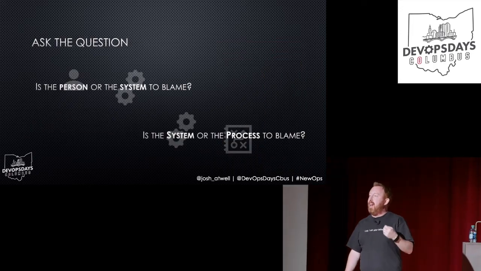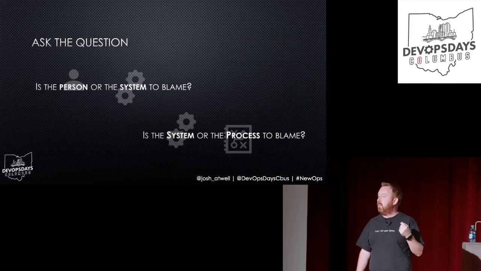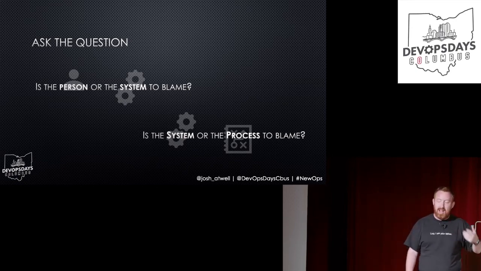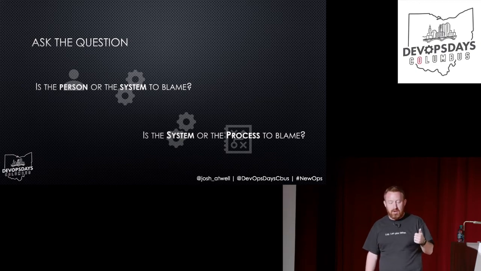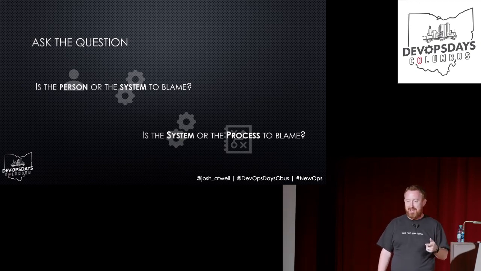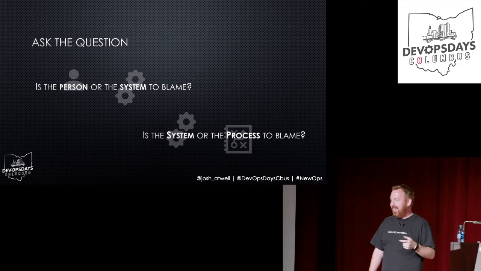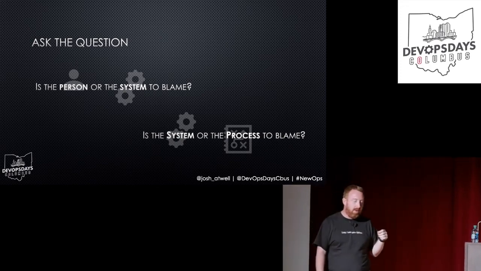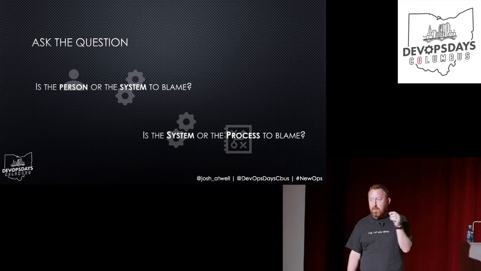But it does beg you to ask the question. When you're looking at when failures happen, you start asking these questions. You have to ask the question, is it the person or is it the system that you would want to blame, right? Is that the reason why it went down? Did the person do it or did the system allow it to happen? Or was it the system or was it the process that was used?